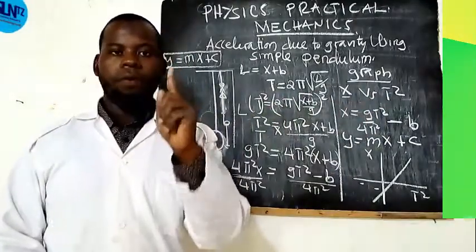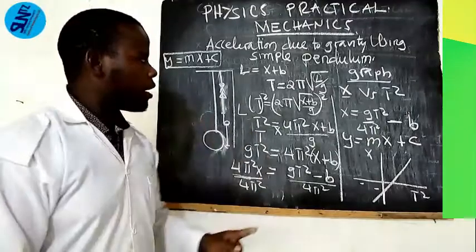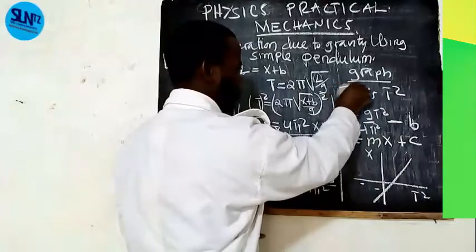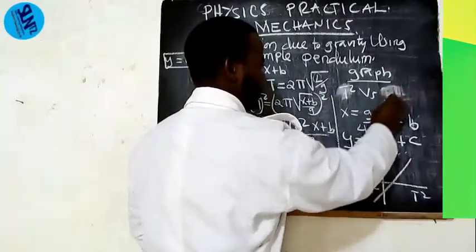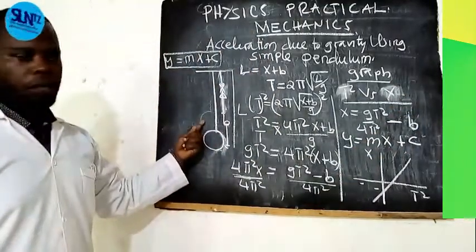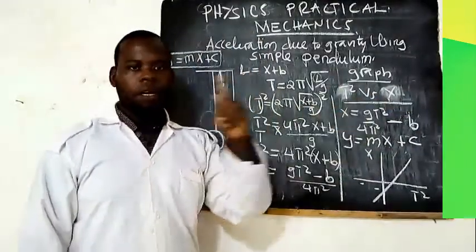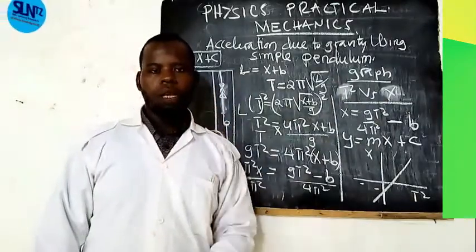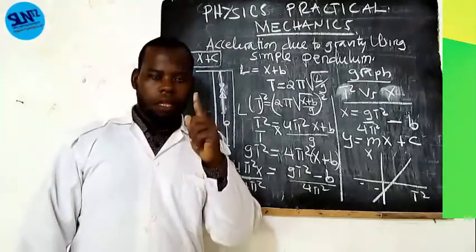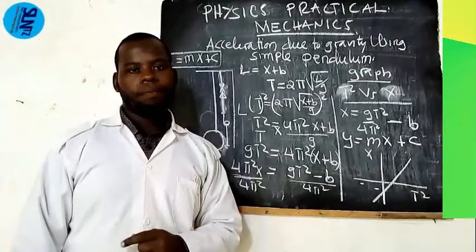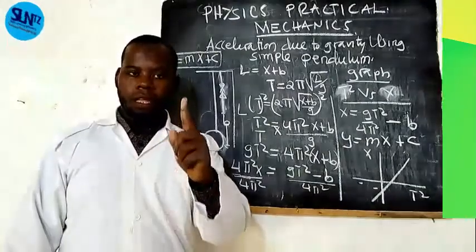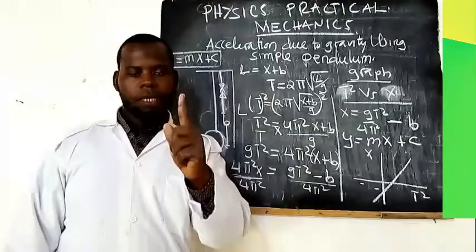That is the question for you. Plot a graph of t squared against x. From this one, plot this graph. Derive it and show the nature of the graph. I think you will understand both equations. That is number 2, we remain with another setup.